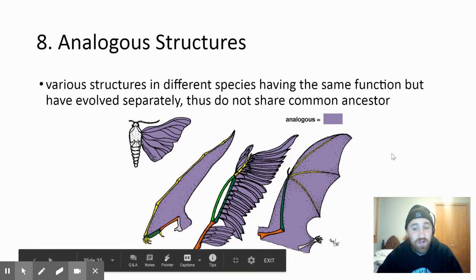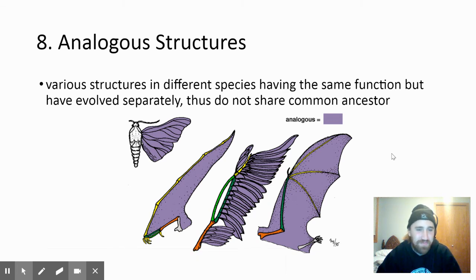Okay, now this is the last one. This is something called an analogous structure, and this is a little bit different. An analogous structure is a structure in different species having the same function but having evolved separately. Thus, they do not share a common ancestor.